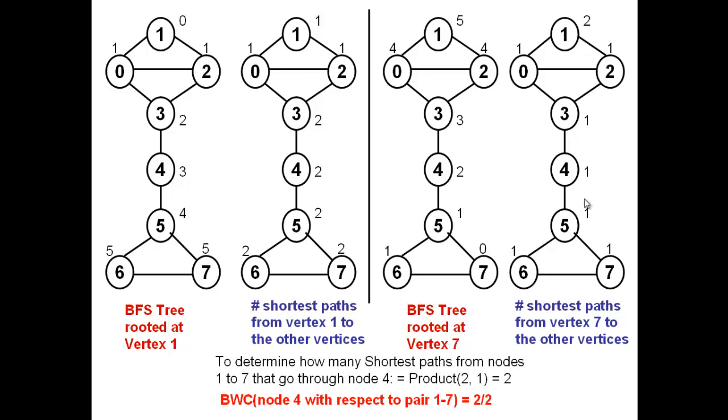So 2 is the total number of shortest paths between 1 and 7, 1 going through 0 and 1 going through 2. And among those 2 shortest paths, 2 of those shortest paths between 1 and 7 go through node 4. So the betweenness fraction is going to be 2 over 2.